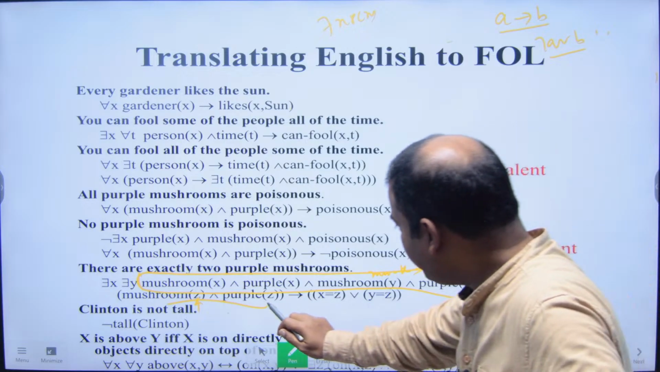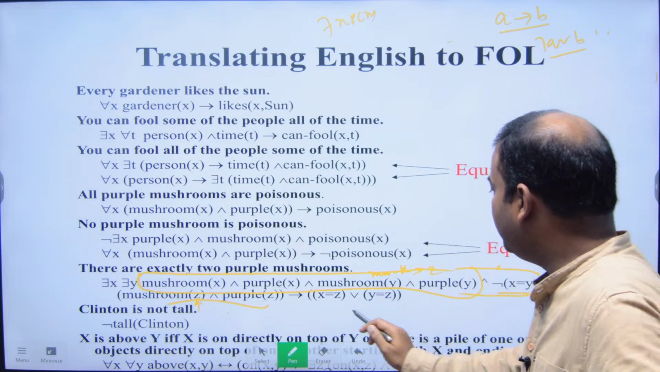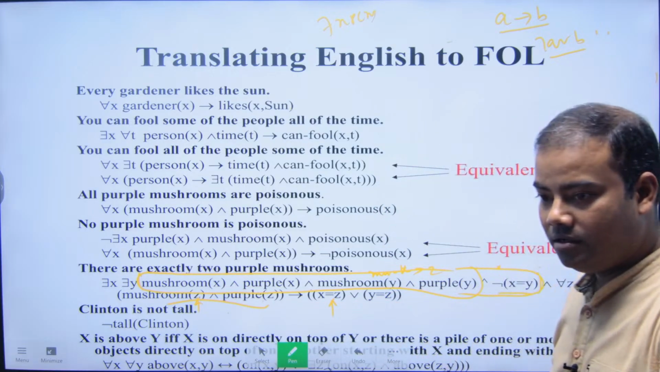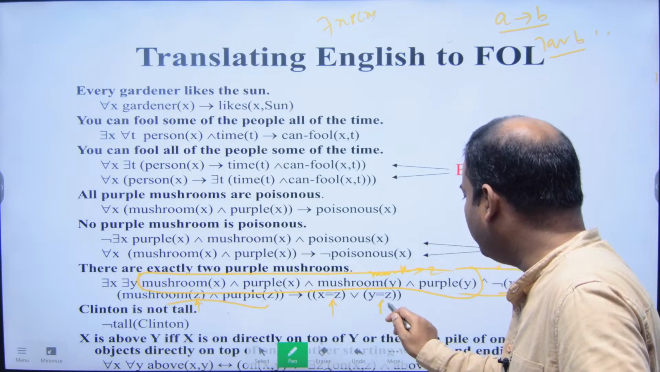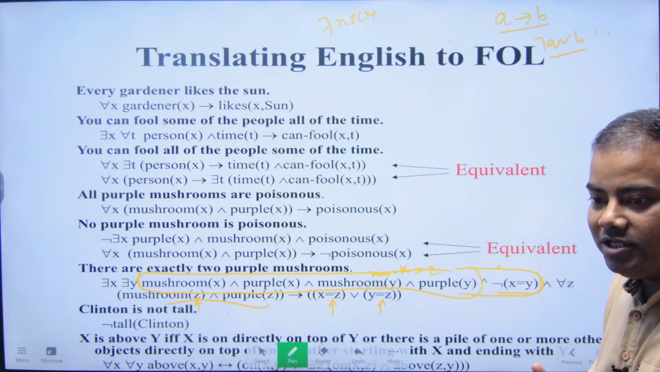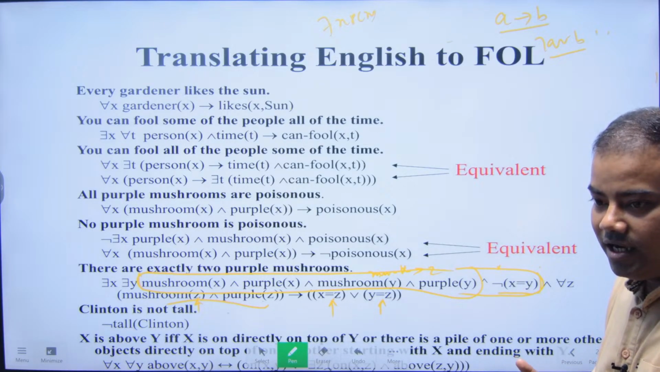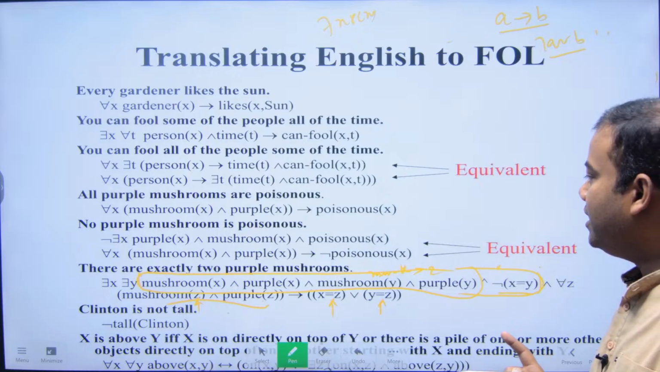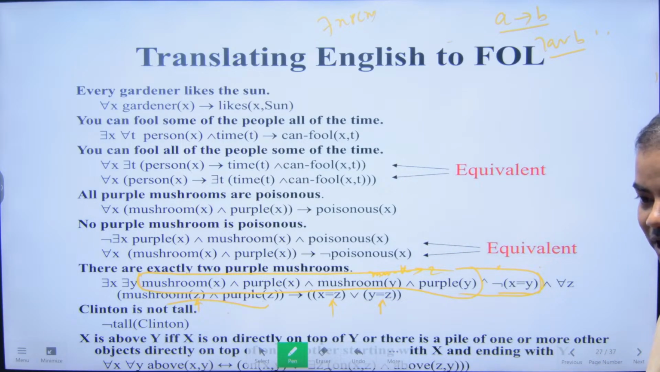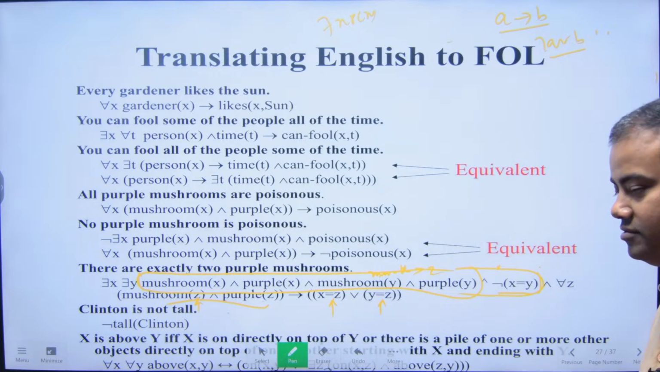And if a purple mushroom exists, then X equal to Z, or Y equal to Z, means no other purple mushroom exists. Is it clear? Now can you write there is exactly 1 purple mushroom? That is easier. How can you write? Exactly 1. Yes, exactly 1.